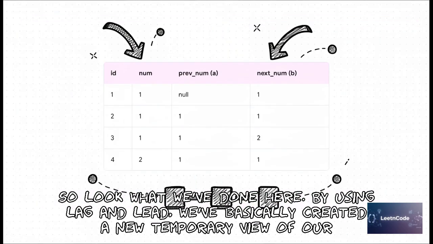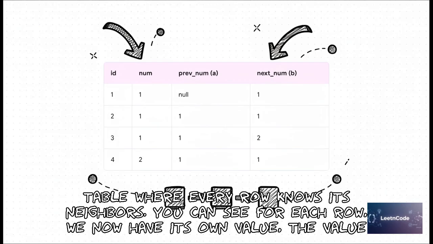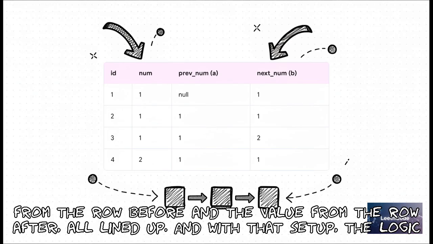By using lag and lead, we've basically created a new temporary view of our table where every row knows its neighbors. You can see for each row, we now have its own value, the value from the row before, and the value from the row after, all lined up.